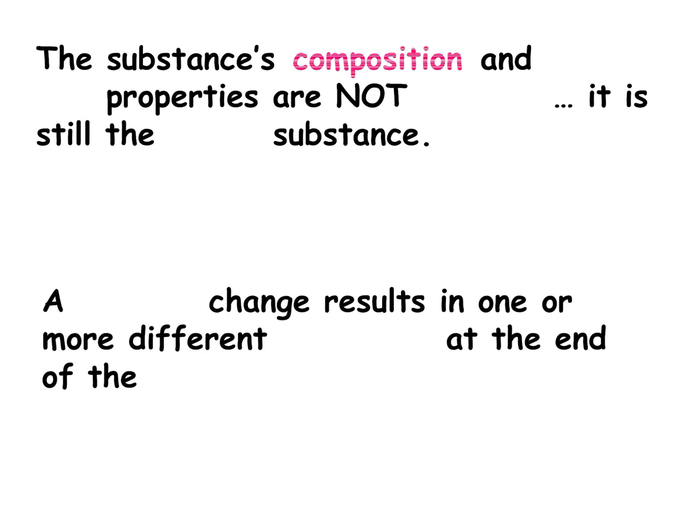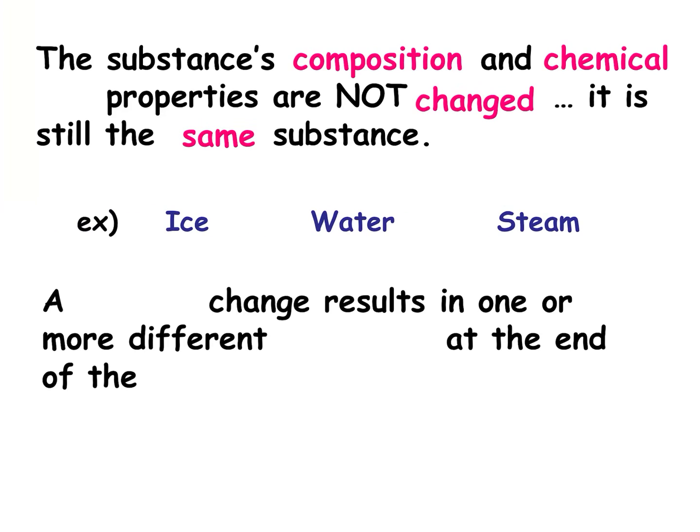In a physical change, the substance's composition and chemical properties are not changed. It's still the same substance. So like we were just saying, ice is H2O solid. Water, H2O liquid. That's a cursive L. Steam is H2O gas. Sometimes you'll call it vapor, but usually we see gas, G.